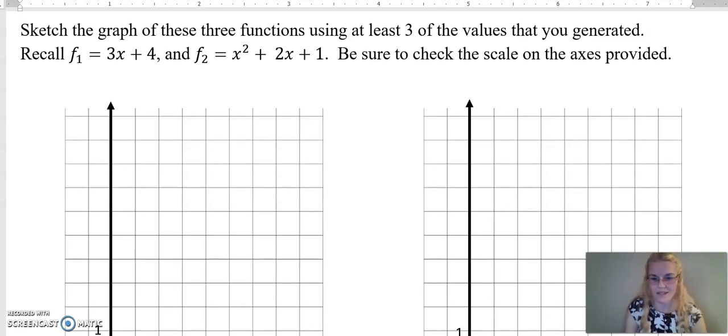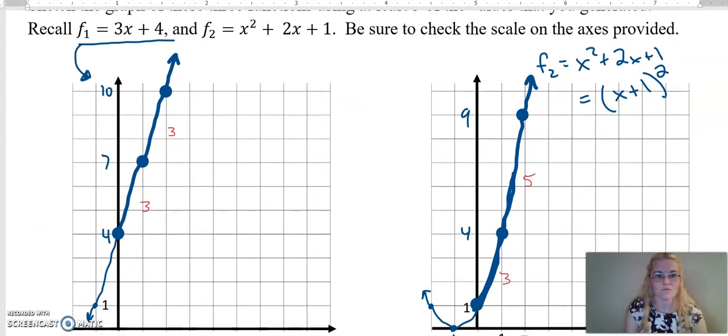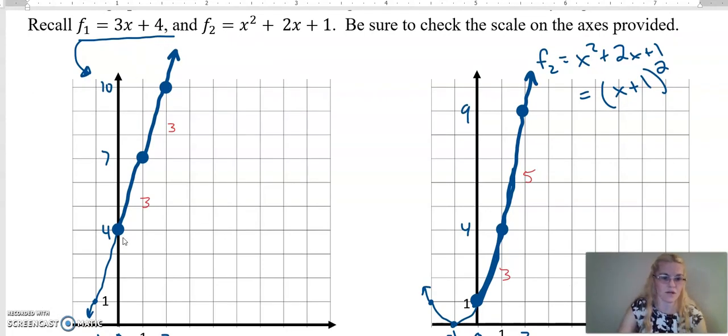All right, welcome back. And in the last minute or two. All right, so F1, 3x plus 4, 1, 2, 3. Those were the 3 points from our graph. And you'll see again, rise of 3, run of 1, rise of 3, run of 1. So I've just got the rise here.